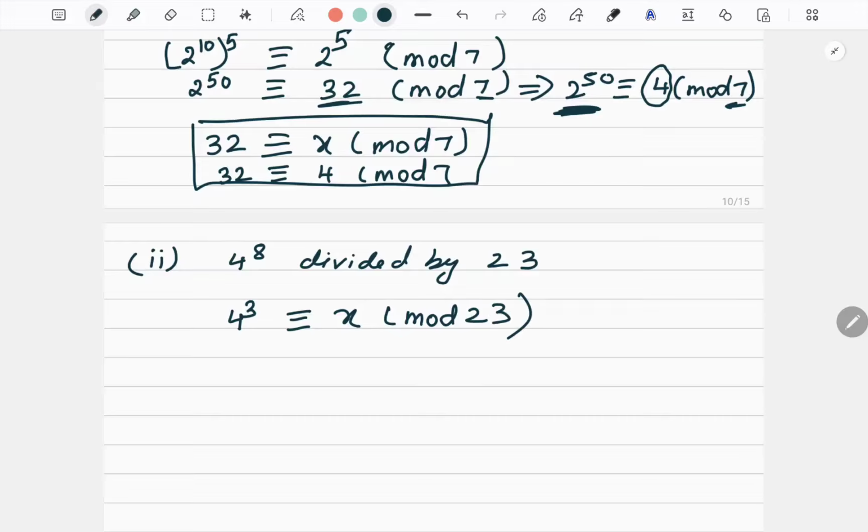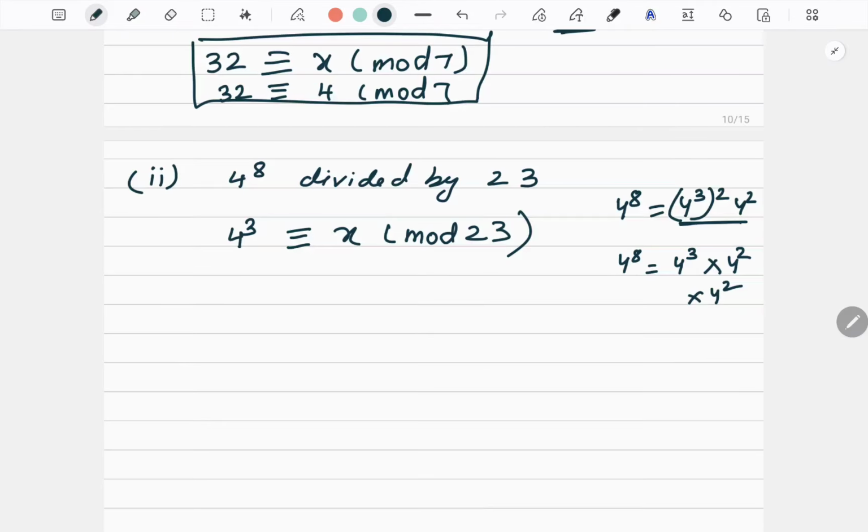Correct? Now, if I am doing 3, I want to go to 4 to the power 8. So 4 to the power 3 into 2 if I do, 3 to the 6, 7, 8, 4 square, which is less than 23. So this type of combination will not work. But 4 to the power 8 I can write as 4 to the power 3 into 4 to the power 3 into 4 to the power 2. That will give you a negative result, but you will get the answer by that.